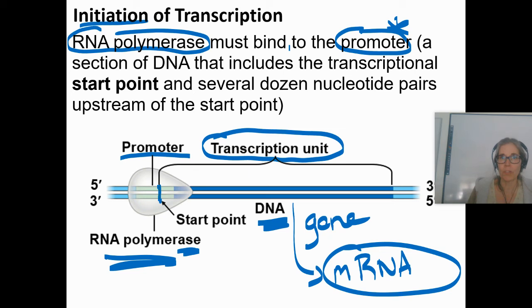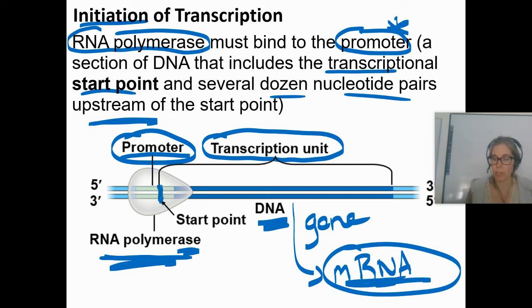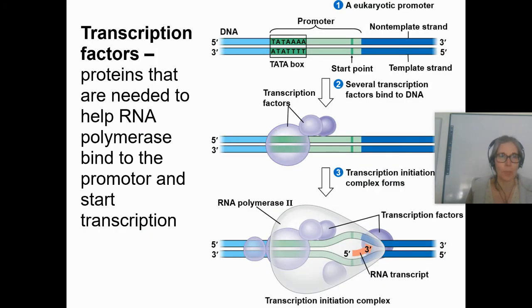So RNA polymerase first has to bind to the promoter, which is a section of DNA that includes the transcriptional start point right here, and also several dozen nucleotide pairs upstream from the start point. So think of a river, the water's going downhill, right? Upstream is back there where you started, right? And so here's where you start, upstream is before that. So here's RNA polymerase binding to the promoter. If for some reason the RNA polymerase cannot bind to the promoter, then you're not going to be able to do any transcription. So that part's really important. Promoter is something to memorize. Some of this is fun facts, but promoter you need to know.